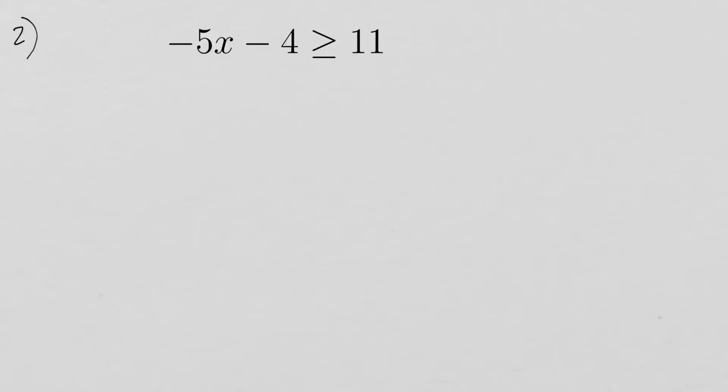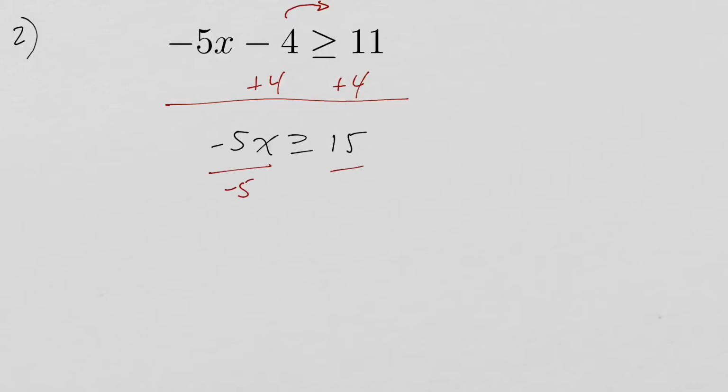Okay, number 2. Negative 5x minus 4 is greater than or equal to negative 11. The first thing we're going to do is bring our negative 4 to the other side by adding it. And we'll get negative 5x is greater than or equal to 15. And then we're going to divide by negative 5 on each side.